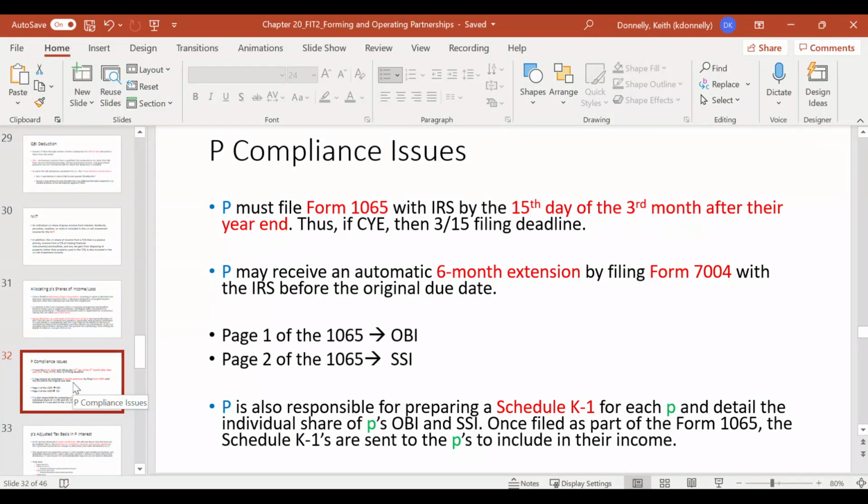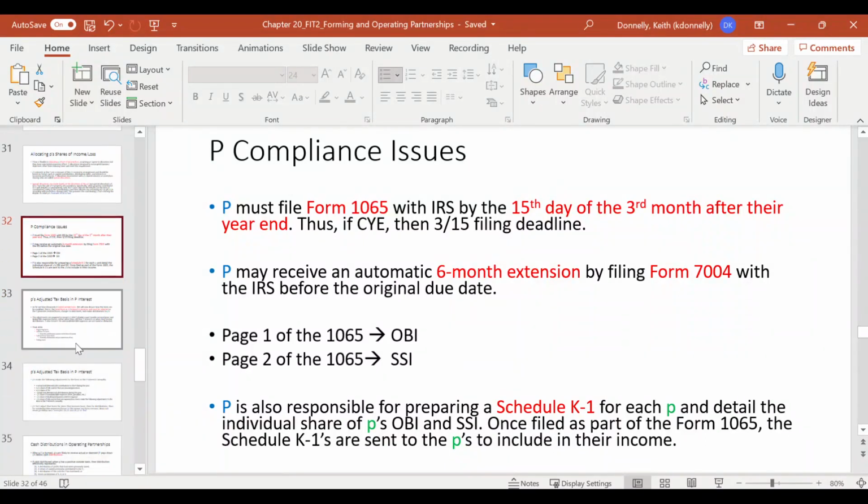So some of this we've also talked about, right? Partnerships have to file a Form 1065 with the IRS by the 15th day of the third month after the year end. So generally 3/15. They have that automatic 6-month extension. We looked at ordinary business income and separately stated items on the return just to show how they flow through on that Schedule K. And then each partner is going to get a K1 showing their share of ownership, of the income or loss, how it's allocated to them.